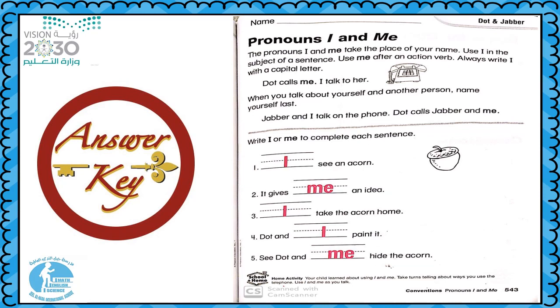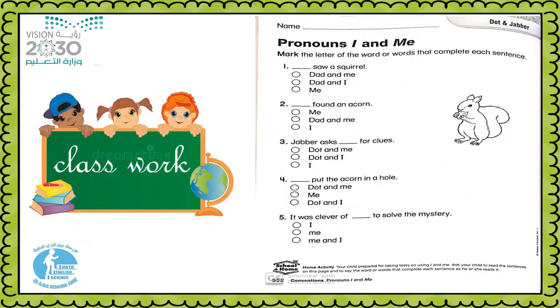I know you did the classwork with me, but I just want you to check your answers again, please. Here's the answer key. Okay, so now we have another page, classwork page for this lesson. Open your notebooks, page 552, please. Pronouns I and me. Mark the letter of the word or words that complete each sentence.